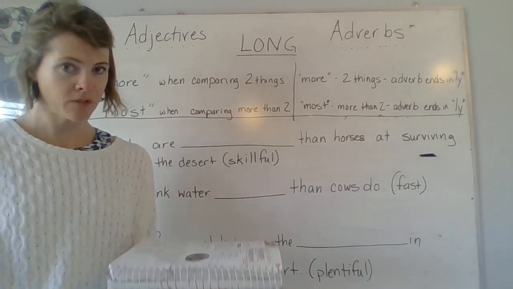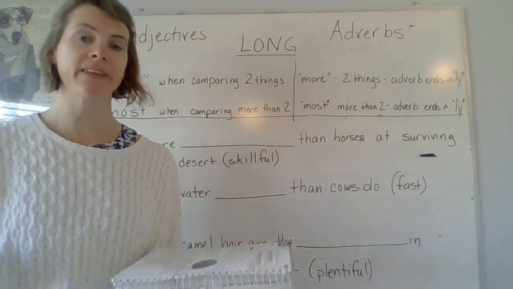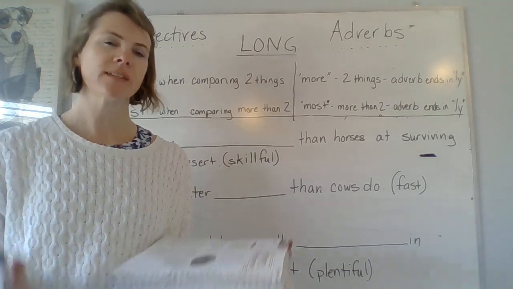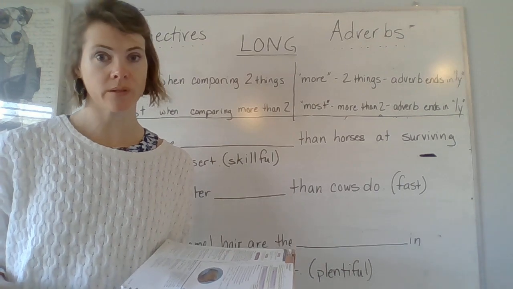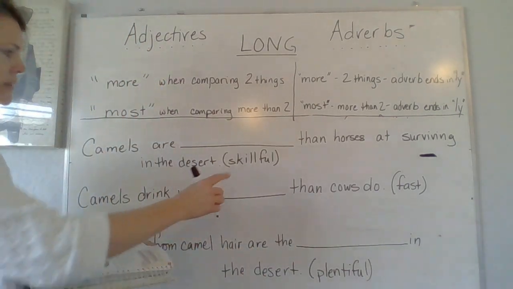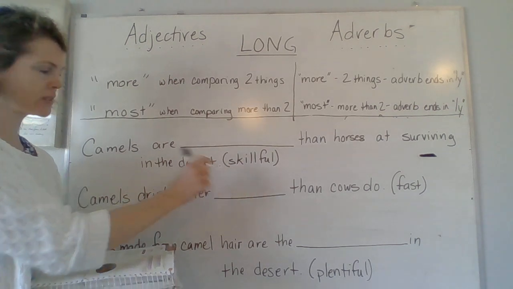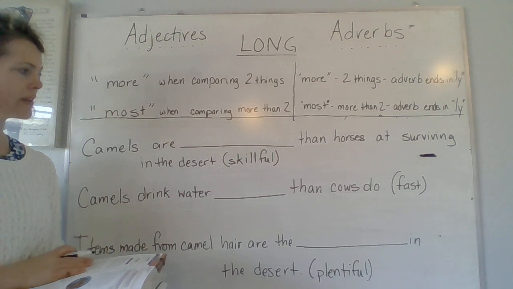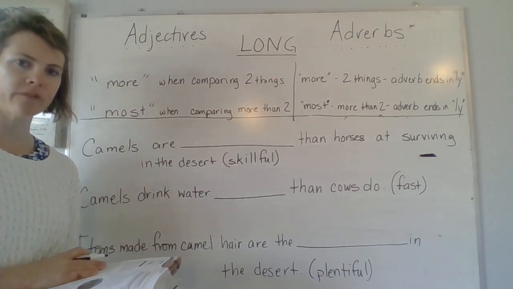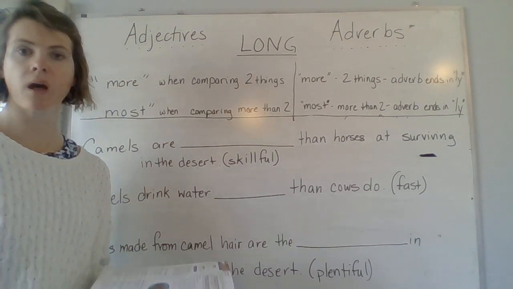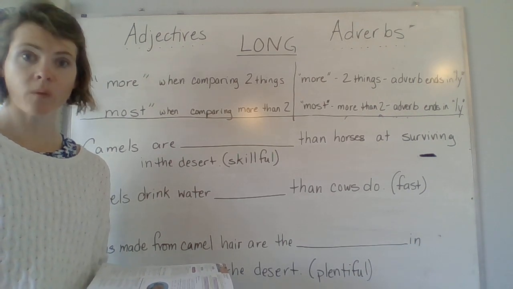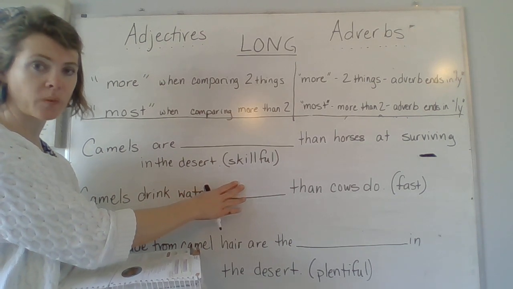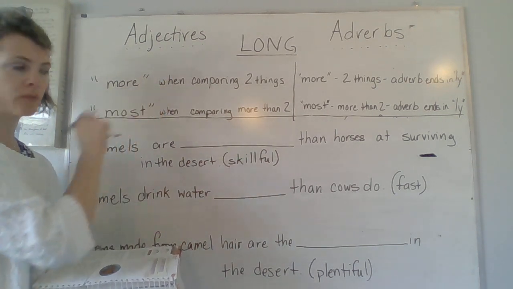Okay, so we have discussed more and most when the word is long, and yesterday we discussed using ER or EST if the word is short. So let's use both of those to decide what goes in our blanks here. The word they want us to use is skillful. Let's read the sentence. Camels are blank than horses at surviving in the desert. Skillful, is that a short word or a long word? It's a long word. It's 2 syllables. So we are not going to use yesterday's ER and EST for this one. We're going to use today's rule.